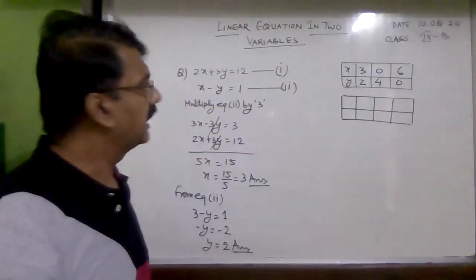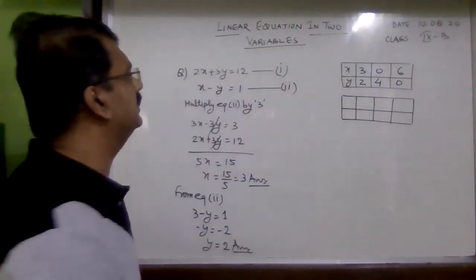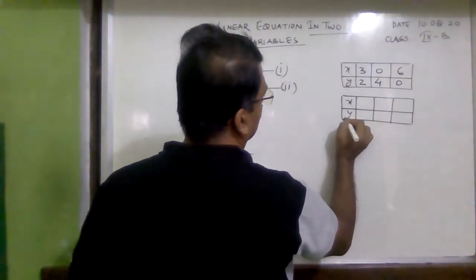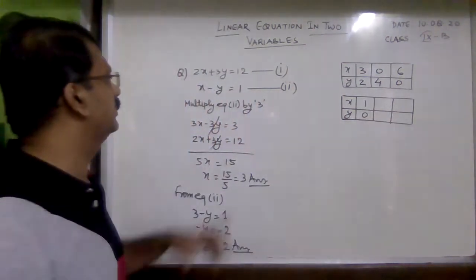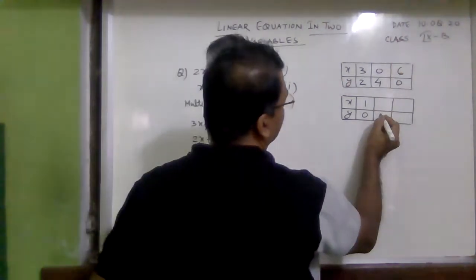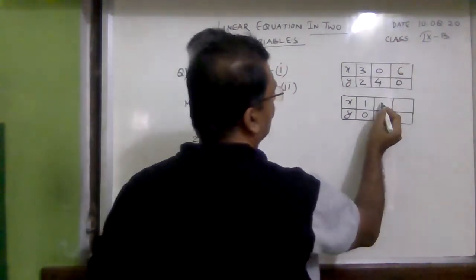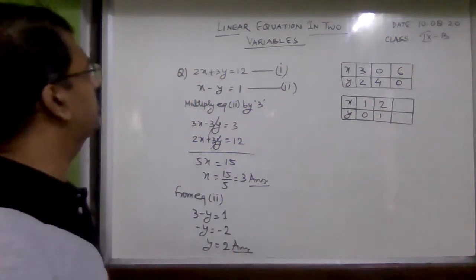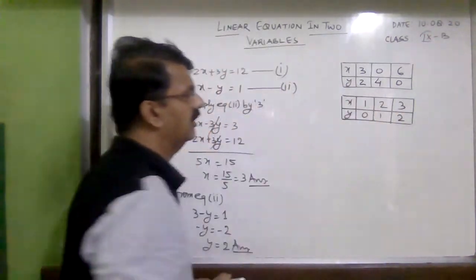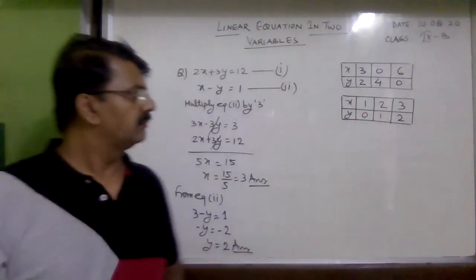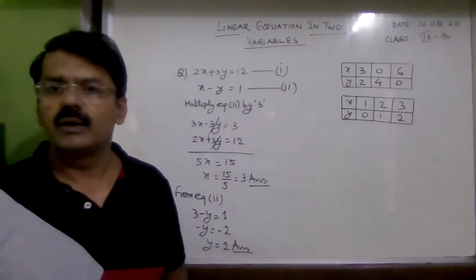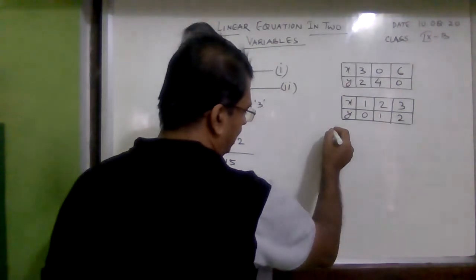One more table, and that is for the second equation. You put y is equal to 0, then x will be equal to 1. When we put y is equal to 1, then x will be equal to 2. And when we put y is equal to 2, then x will be equal to 3. Okay. Now we have drawn the table for the two equations, and now we are going to draw the graph of these two.